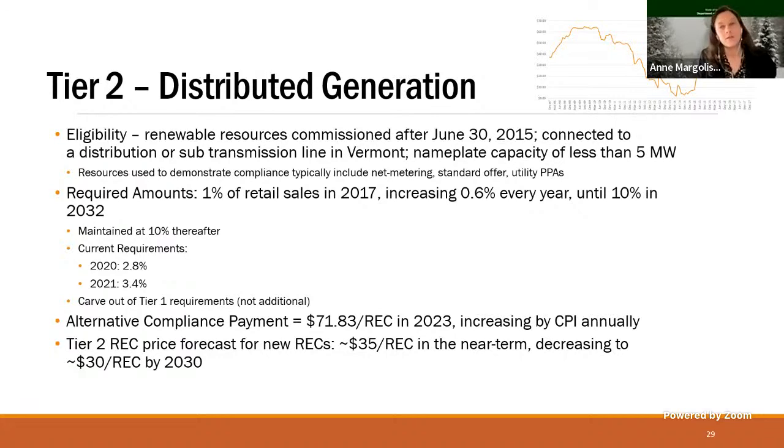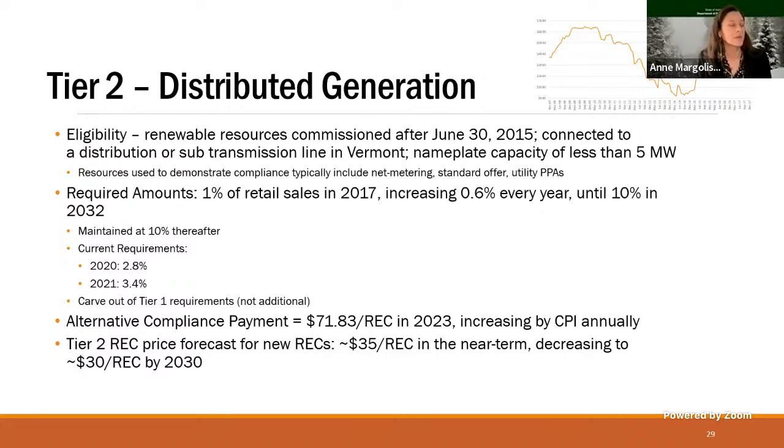And the utilities have the option to build, so to own or to contract through power purchase agreements, for resources up to this 5 megawatt limit that also would serve to meet tier 2 requirements. Those amounts ratchet up to 10% in 2032 after starting at 1% of retail sales in 2017, and then are maintained at 10% thereafter. We're currently at 3.4% for the 2021 compliance year. The alternative compliance payment is listed here at $71.83 per REC.